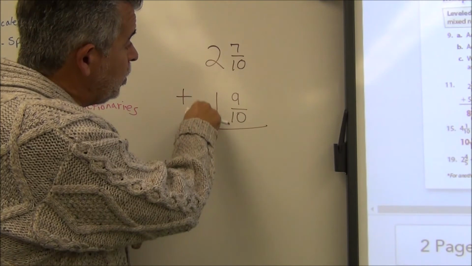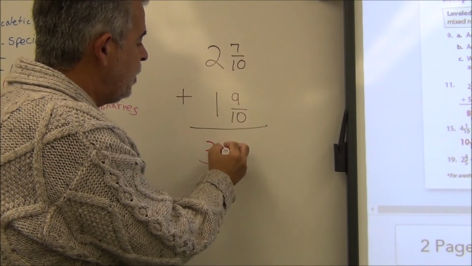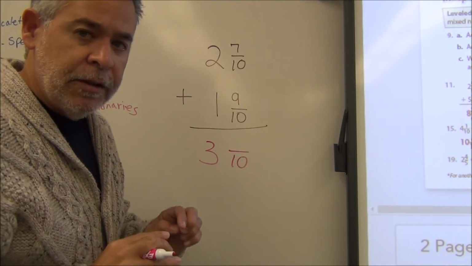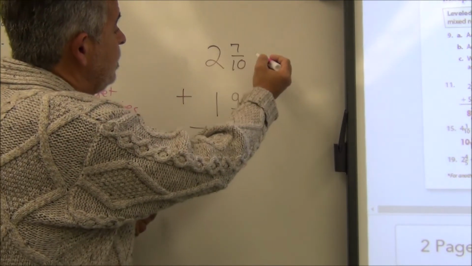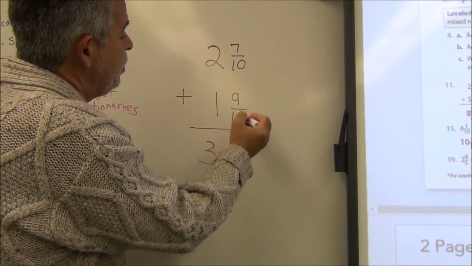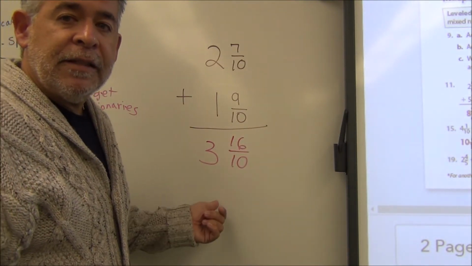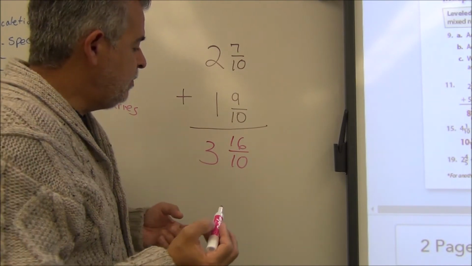So I'm going to start out with the whole numbers. 1 plus 2 is 3. And my denominator stays the same. In adding and subtracting, we don't change the denominators. We don't add or subtract them anyways. And then you add the numerators. 7 plus 9 is 16. So I ended up with 3 16/10. That is an improper fraction. I have to fix that.